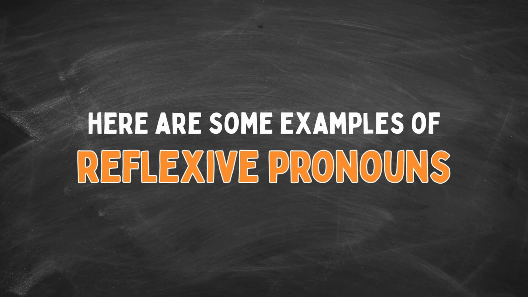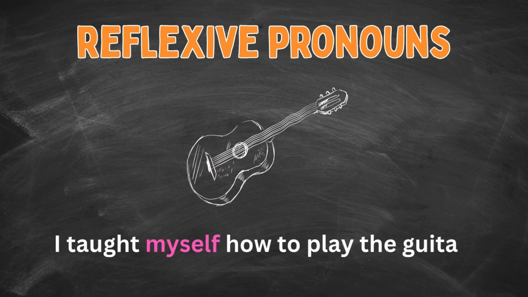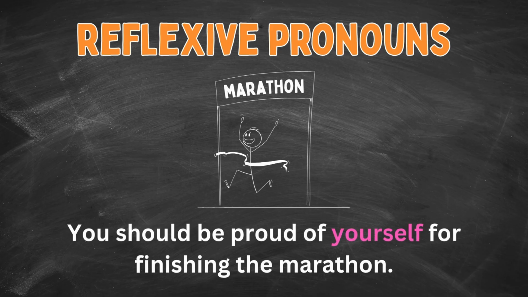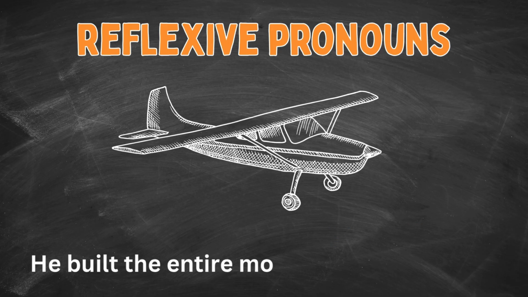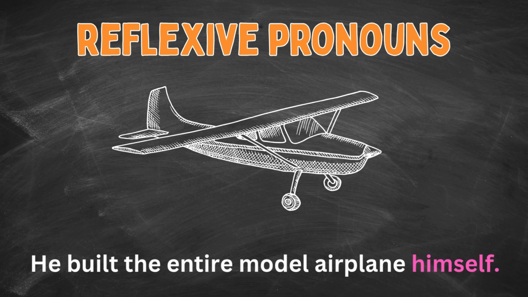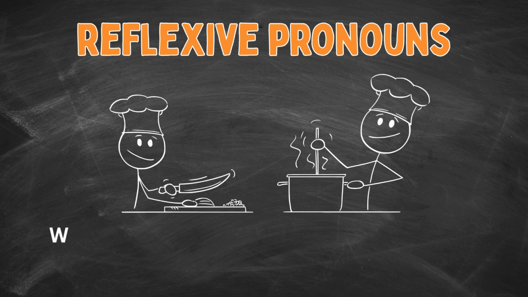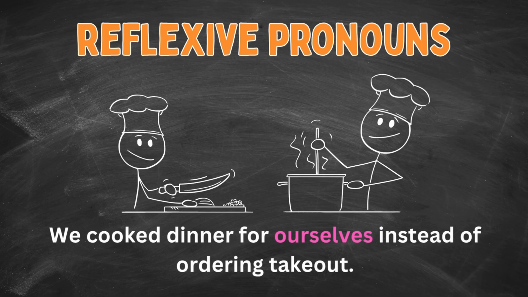Here are some examples of reflexive pronouns in a sentence. I taught myself how to play the guitar. You should be proud of yourself for finishing the marathon. He built the entire model airplane himself. She bought herself a new dress for the party. We cooked dinner for ourselves instead of ordering takeout.